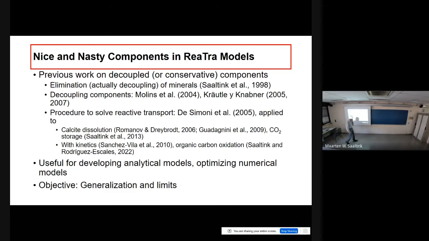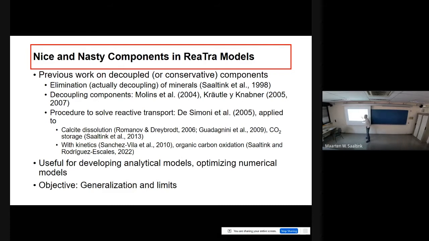So, actually, in this seminar I want to go back a little bit to what I did more or less during my thesis, which was on reactive transport models. There is something which I call components. Okay? And we can do very nice things or nasty things with components. So just a little bit of the previous work.